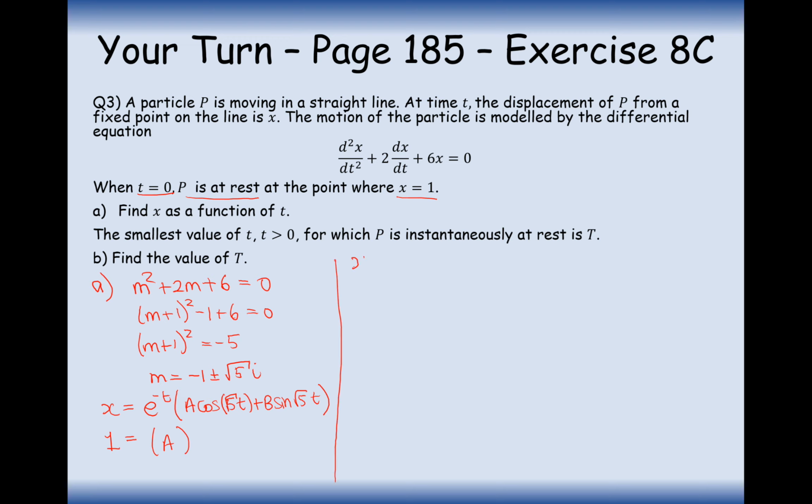Next thing we'll do then is we'll rewrite out our relationship with a equals 1 in there. So it's going to be cos root 5t plus b sine root 5t. Okay, so now we need to differentiate. So we're going to differentiate using the product rule. So dx by dt equals minus e to the minus t, and then all of this stuff here. So I've differentiated the exponential first.